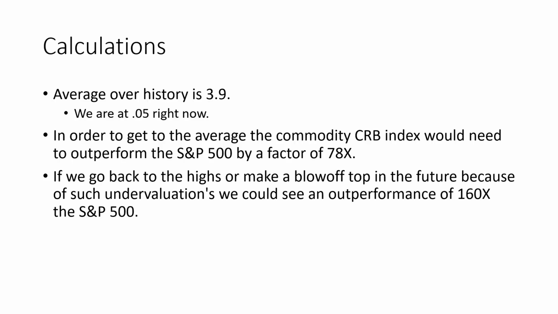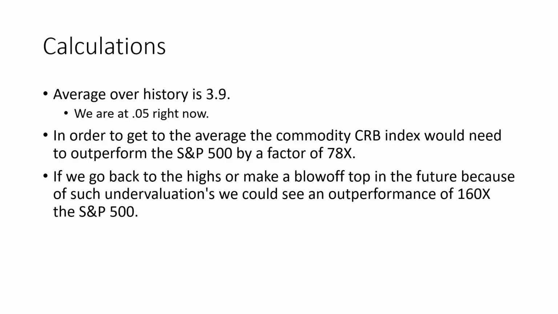And in order to get to the average for the commodity CRB index in relationship to the S&P 500, the CRB index would need to outperform the S&P 500 by a factor of 78 times. So what that means is if we were to go back to the average and you were in commodities, commodities would have to outperform the S&P 500 by a factor of 78x, which means your purchasing power against the S&P 500 needs to increase by 78 times to get to the average. The average of this past 30, 40, 50, 60 years.